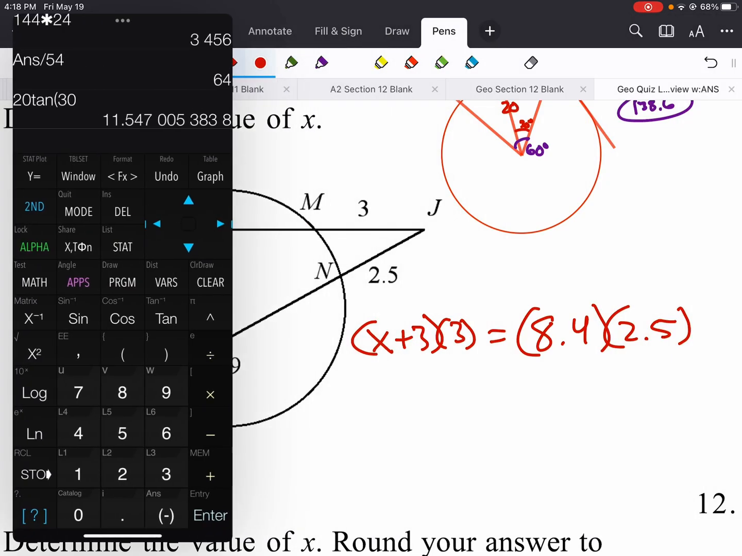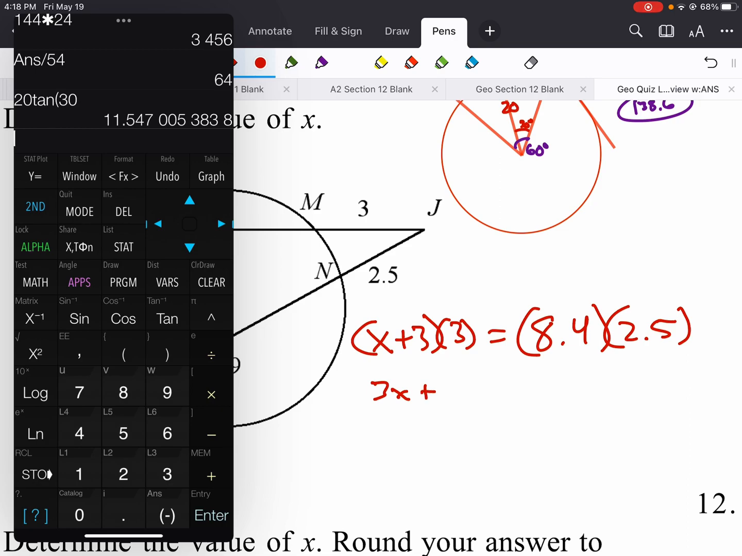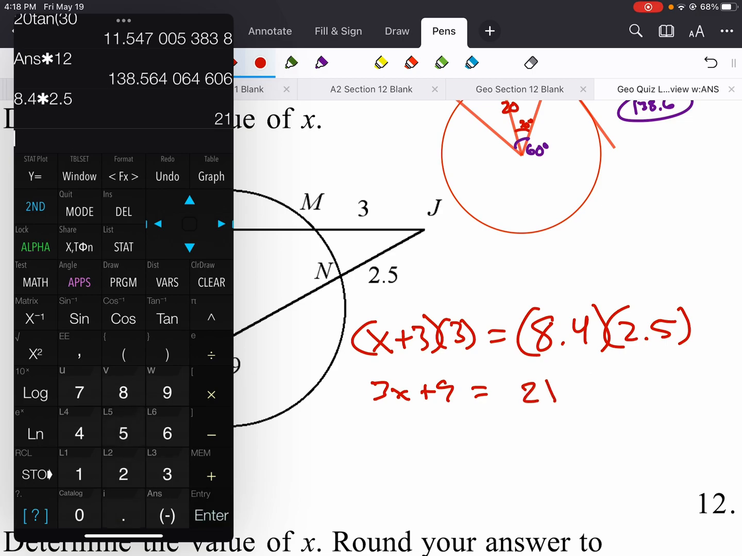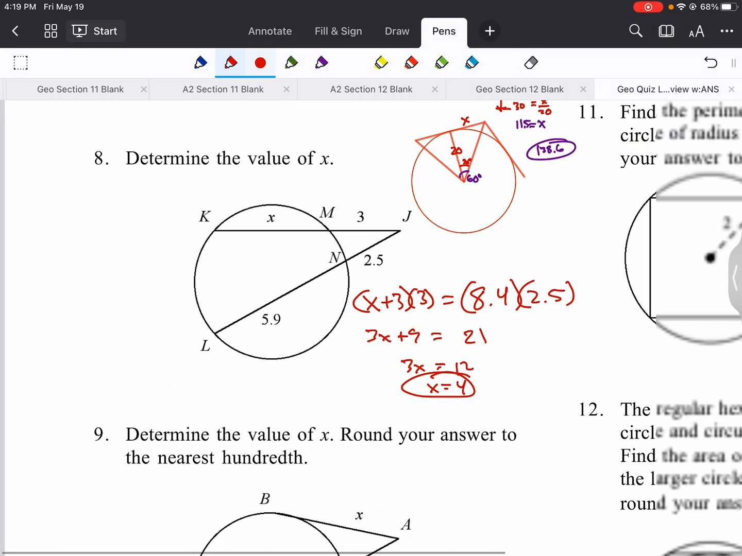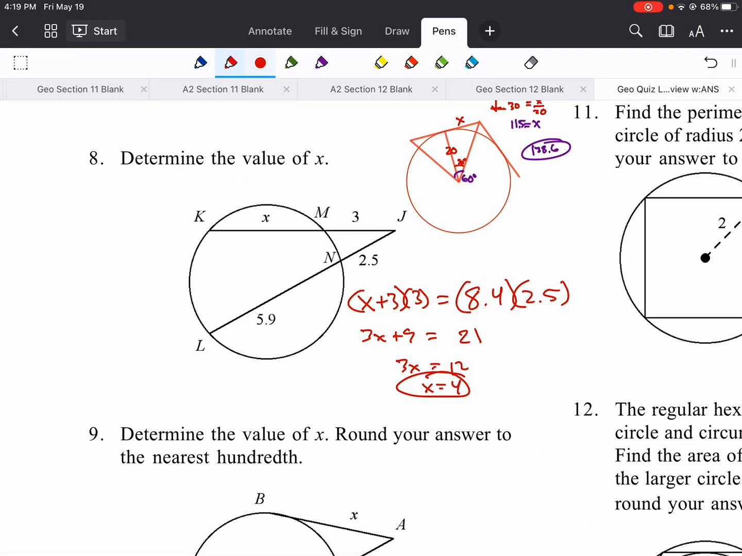And now you've got an easy little equation. This is 3x plus 9 equals, and then 8.4 times 2.5 is 21. Now subtract 9 from both sides, so that's 12 equals 3x, and x equals 4. And I think that's what they want. Yep, find x. Okay, so remember that whole thing times the part that's outside is equal to the whole thing times that little part outside. Okay, so just keep that in mind.